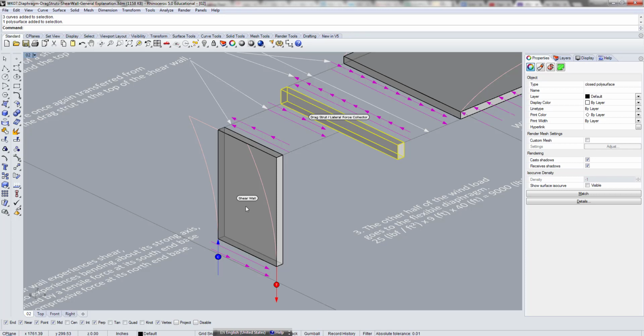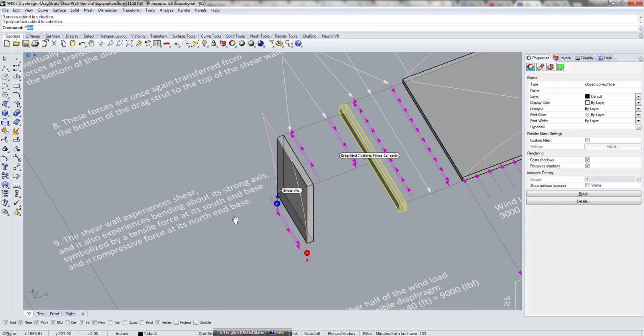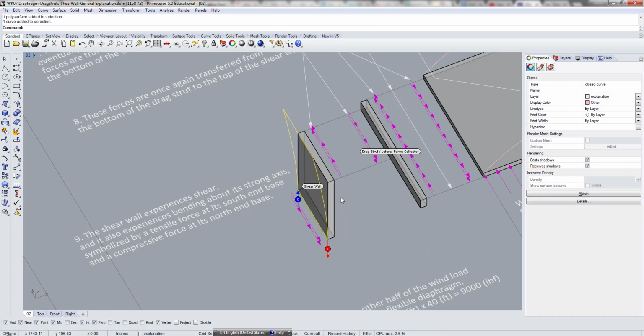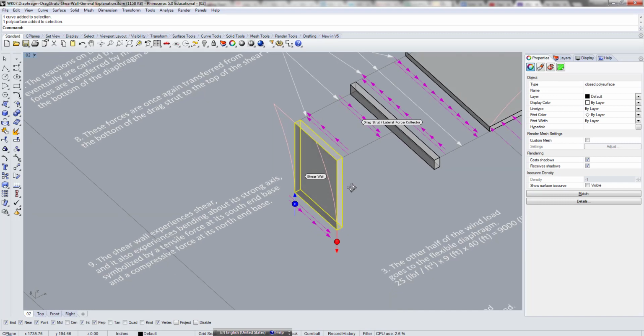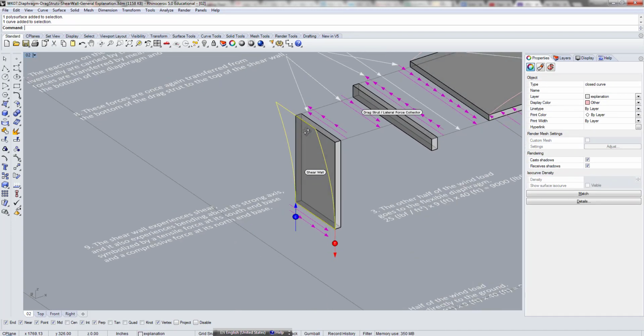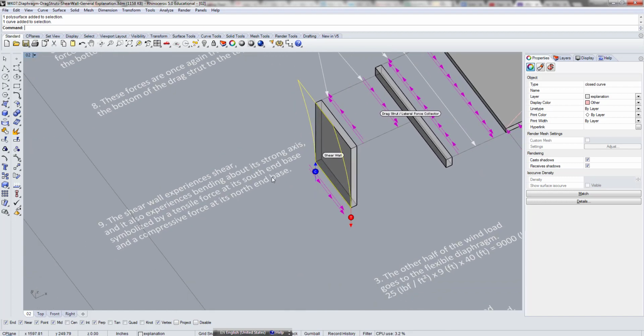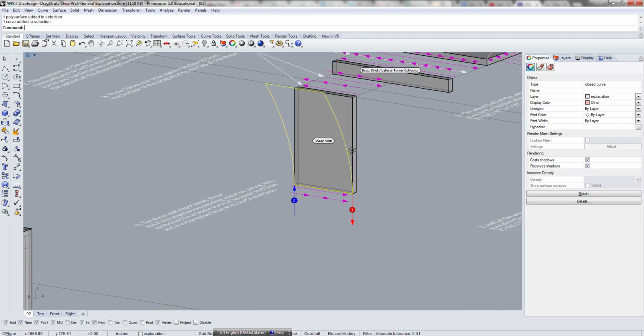And so eventually, this shear wall experiences shear, as its name says, and it also experiences bending about its strong axis like this, right? So if the wall is fixed at the bottom, and something is trying to push this wall at the top edge, it wants to bend like that. It's sort of like a cantilever beam or something like that.